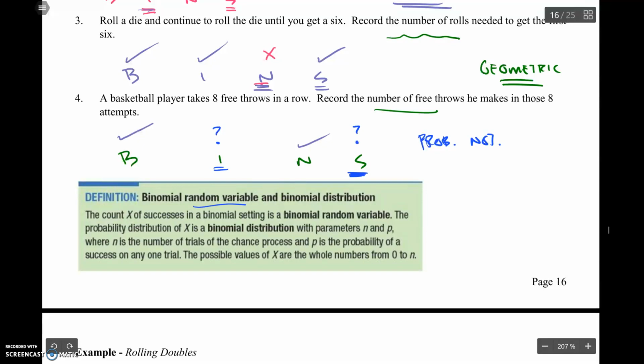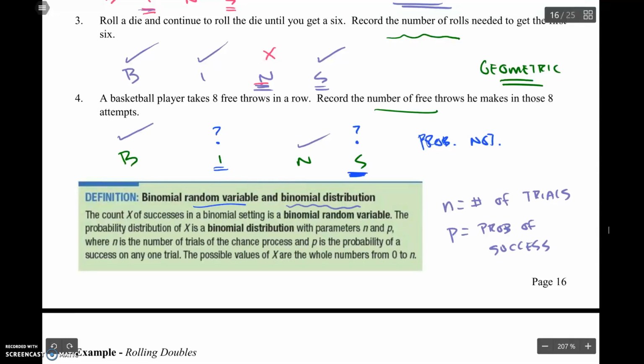If we have a binomial setting, then the number of successes out of 10 trials is going to be called a binomial random variable, and its probability will follow a binomial distribution. So the count X of successes in a binomial setting is called the binomial random variable, and the probability distribution of X is called the binomial distribution, with parameters n and p. n is going to be the number of trials. That's going to be fixed, right? And p is going to be the probability of success. That should be fixed as well.